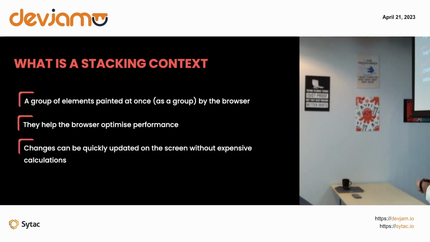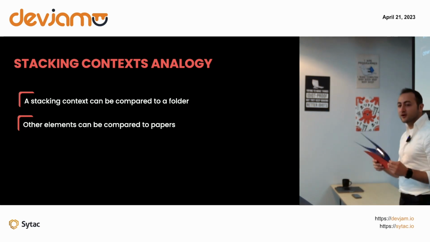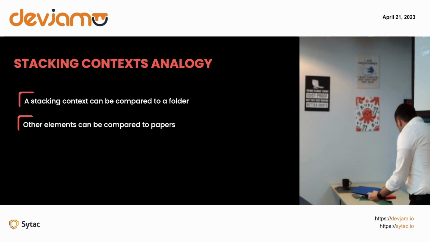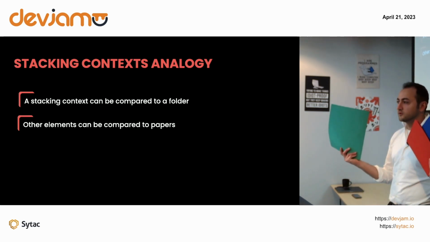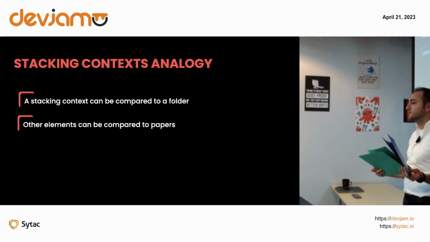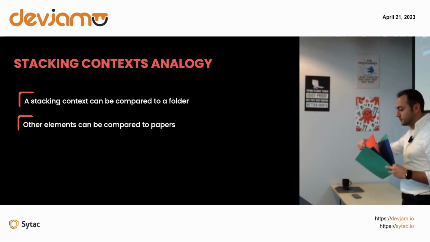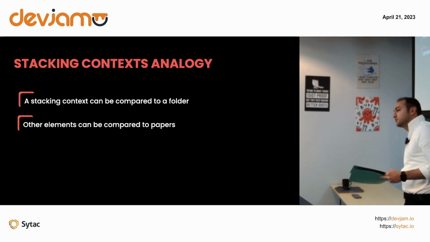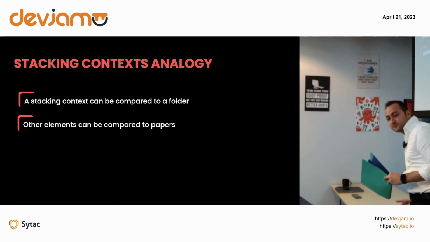And today I'm going to make some analogy. It will seem weird at first, but I've heard feedback that it helped later. I will have 3 folders, and I will have pages. So a stacking context will be compared to a folder, and it's on purpose folders, because folders can contain other folders, which can in turn contain pages. And other elements, normal elements, so not stacking contexts, will be compared to pages. The colors don't matter so much, but yes. So let's see why.